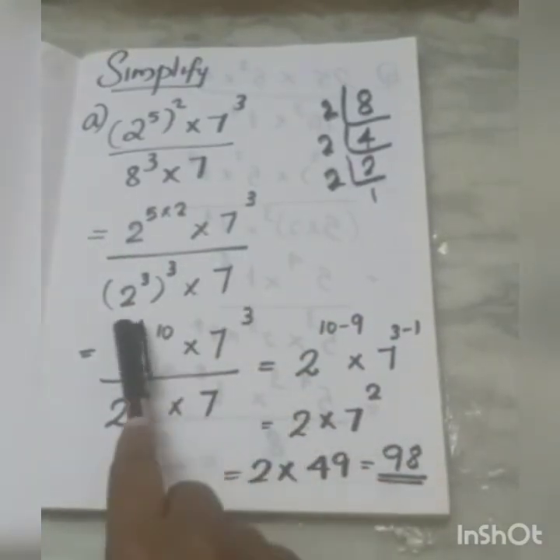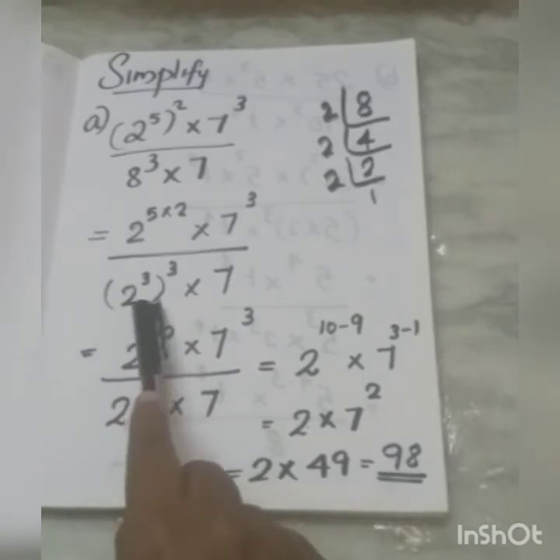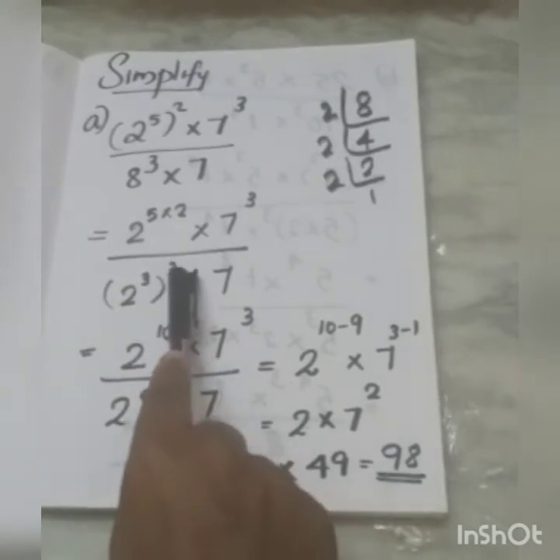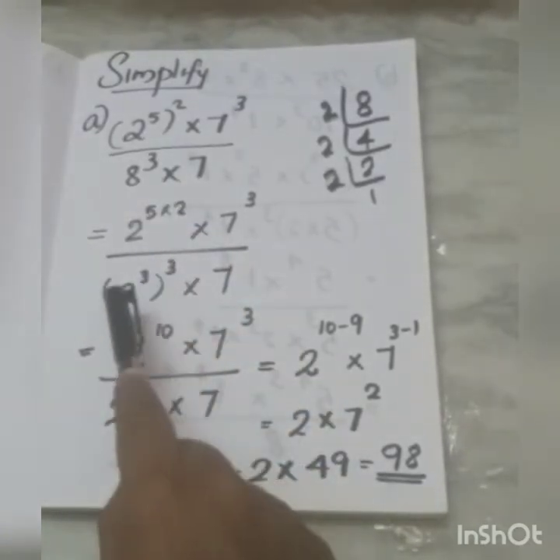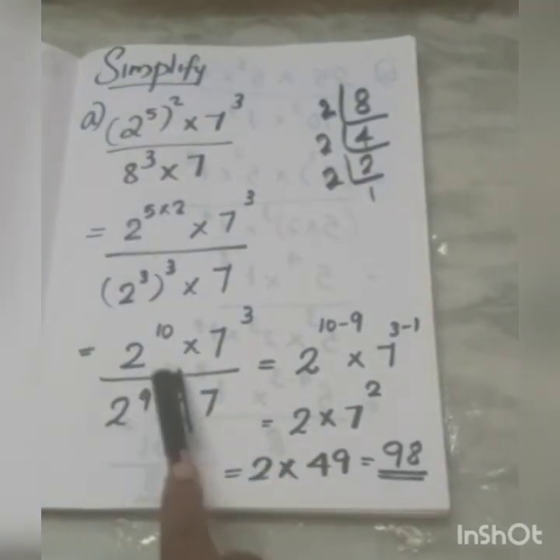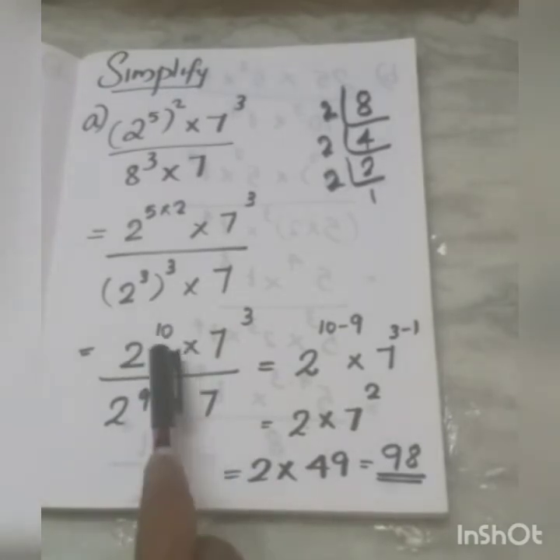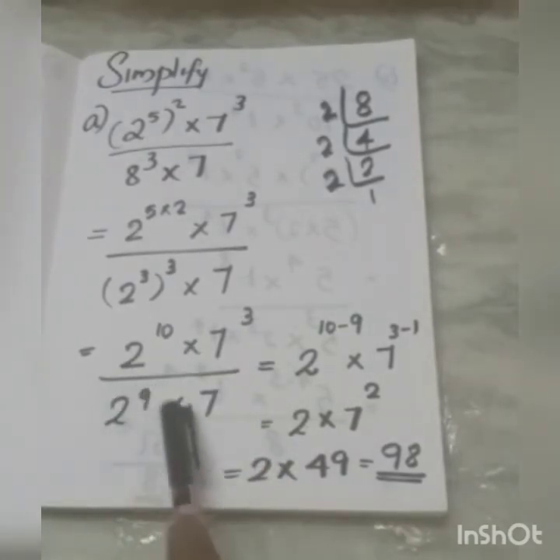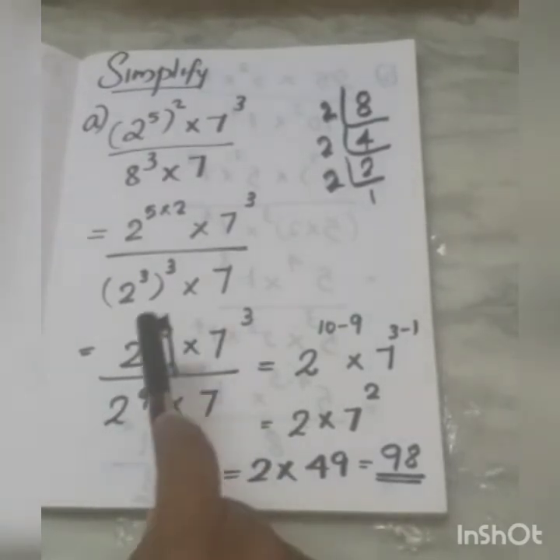So again, we are having a power of a power. What is that? (2^3)^3. Applying the law there also, we will get 2 raised to 3 into 3. What is 2 raised to 3 into 3? 2 raised to 9. Now we have 2 raised to 10 into 7 cube divided by 2 raised to 9 into 7.